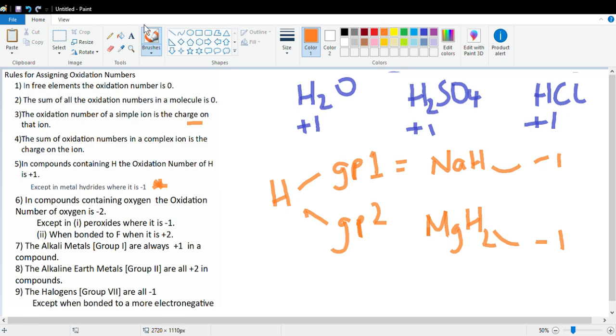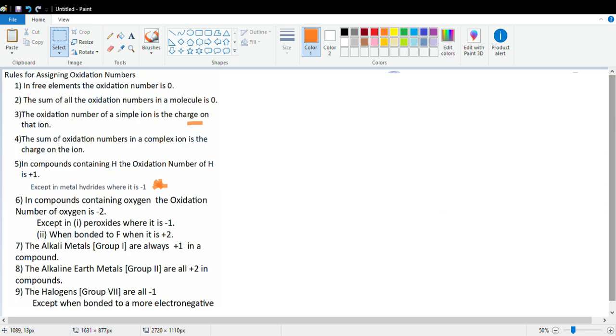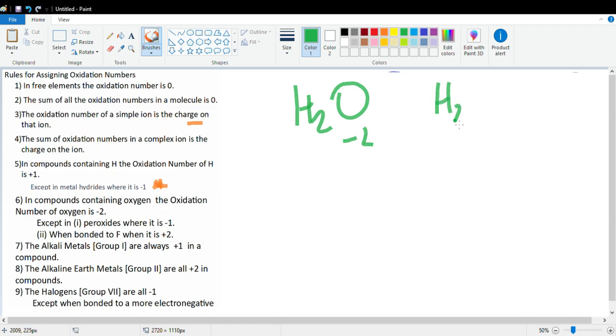Rule number 6 is that oxygen is always going to be -2, with some exceptions as well. In H2O, oxygen there is going to be -2. H2SO4, another one we looked at a while ago, oxygen is -2. The exceptions here are in peroxides. A peroxide, for example, hydrogen peroxide.